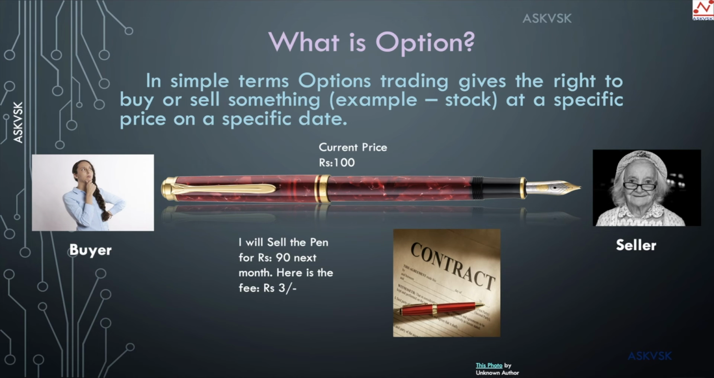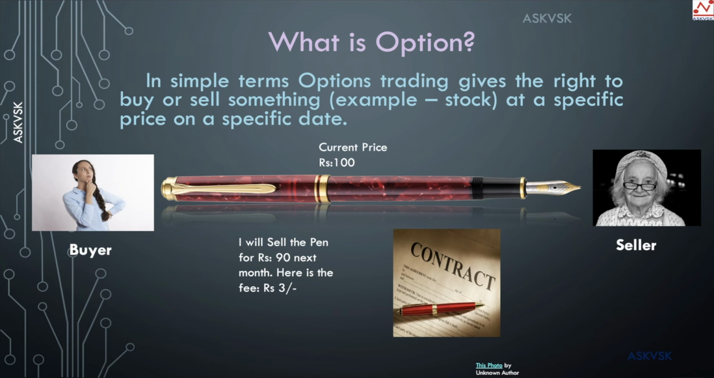So, keeping that in mind, the buyer wanted to lock the price of the pen at 90 rupees with the seller. So he pays a token amount, or an advance, we can call it, of rupees 3 to the seller. So the seller keeps this 3 rupees. When does the seller get the benefit? If the price of the pen stays above 90. But if the price of the pen goes below 90, say it reaches 70 or 65, then what happens?